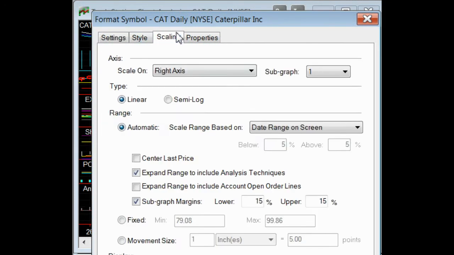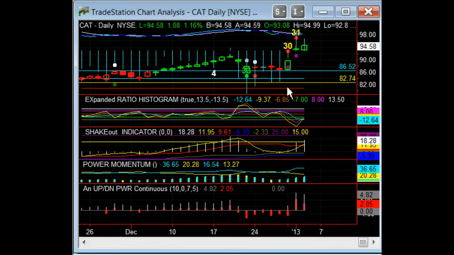But I just wanted to show that about the scaling because it's good to have that range going above and below in the subgraph margin, and that just gives you a little bit more of a visual without kind of squeezing price down.